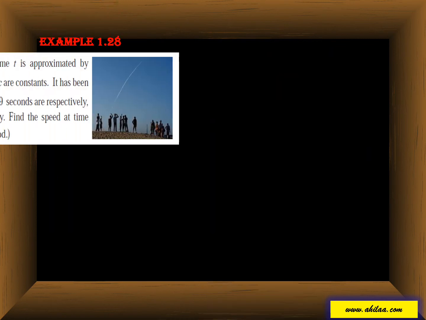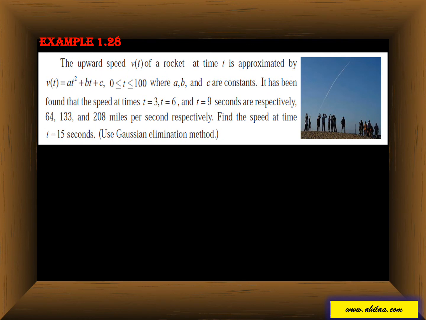Example 1.28. The upward speed v of t of a rocket at time t is approximated by v of t equal to at square plus bt plus c, 0 less than or equal to t less than or equal to 100, where a, b and c are constants. It has been found that the speed at times t equal to 3, t equal to 6 and t equal to 9 seconds are respectively 64, 133 and 208 miles per second. Find the speed at time t equal to 15 seconds. Use Gaussian elimination method.